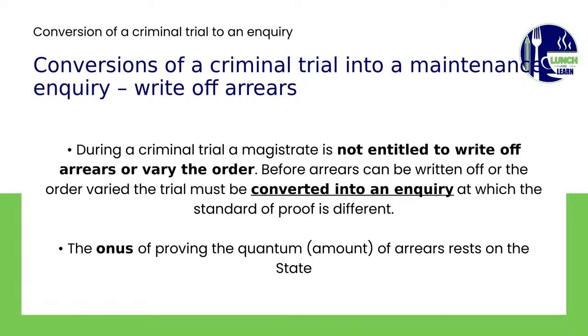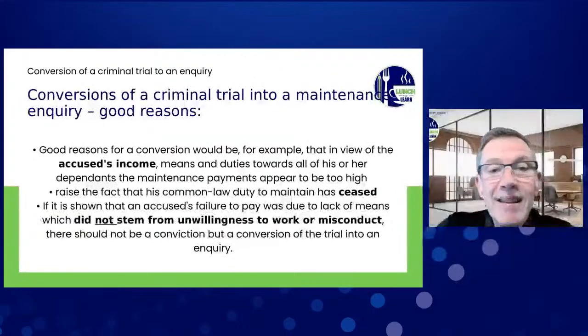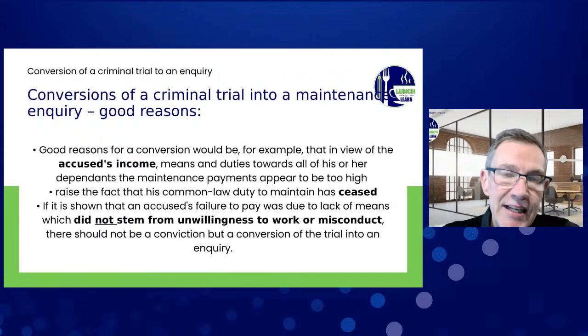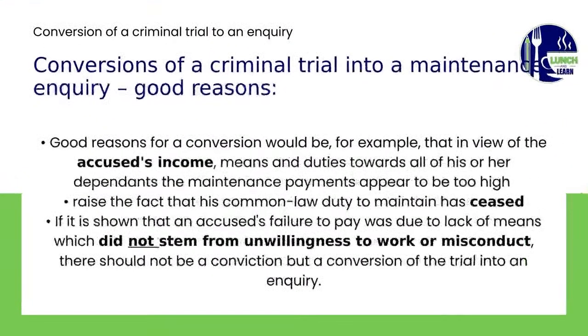So the onus of proving the amount that is in arrears rests on the state. So the state needs to prove that by the public prosecutor, who needs to probably get the information from the maintenance officer, and the maintenance officer might ask the maintenance investigator to assist with regards to that. But the onus of proving the arrear maintenance, the amount that is in arrears, needs to be proven by the public prosecutor, obviously by the state. So if good reasons for conversion exist, then it could be changed.